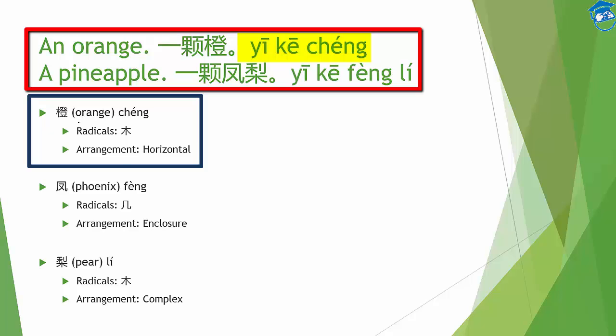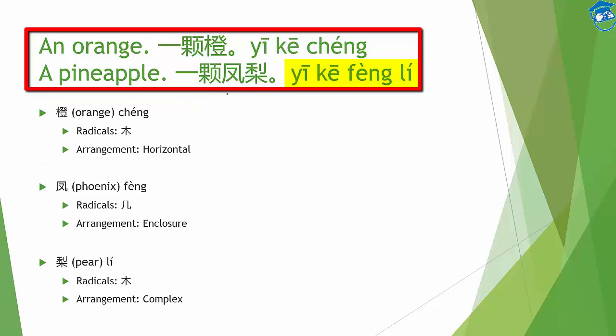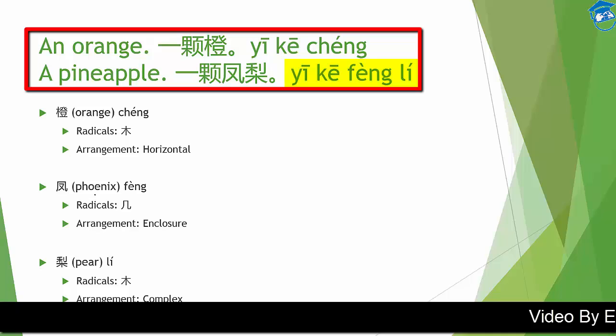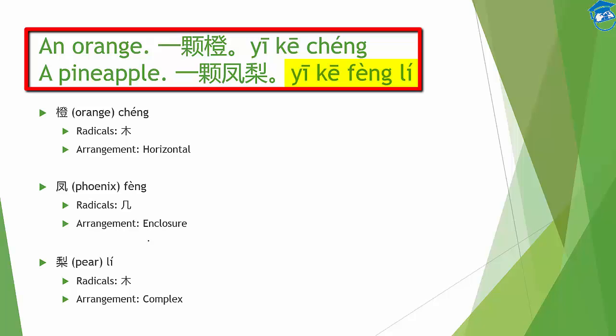And then the other example I have here is a pineapple. So in Mandarin it's 一颗凤梨. Okay, 凤梨 is pineapple. So 凤, it actually means phoenix, and here's the pinyin. And the radical is what's wrapping outside, and the arrangement is enclosure because it's wrapping what's inside it. Okay, so here's how I write 凤.